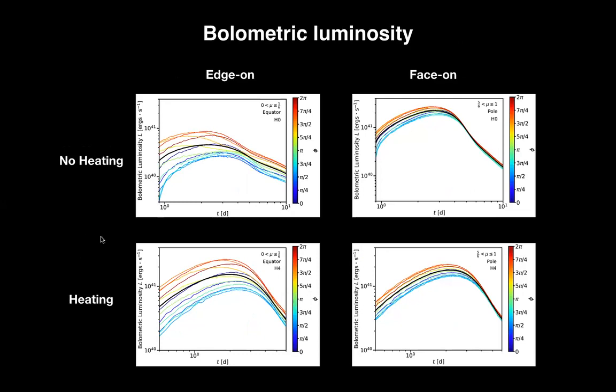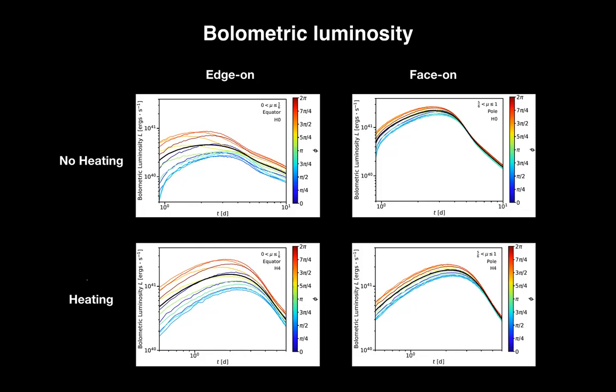So this is shown here, where you can see the bolometric luminosity edge on and face on with and without r-process heating. You can see that without heating, the main dependence on the orientation of the system is whether you are edge on or face on. If you are face on, you see a larger cross section of the outflows, and so you get a larger luminosity for the kilonova. If you are edge on, you see a smaller cross section and generally have lower luminosity.